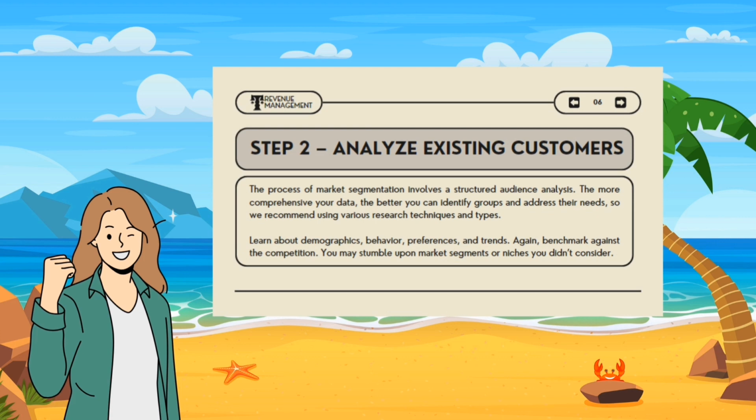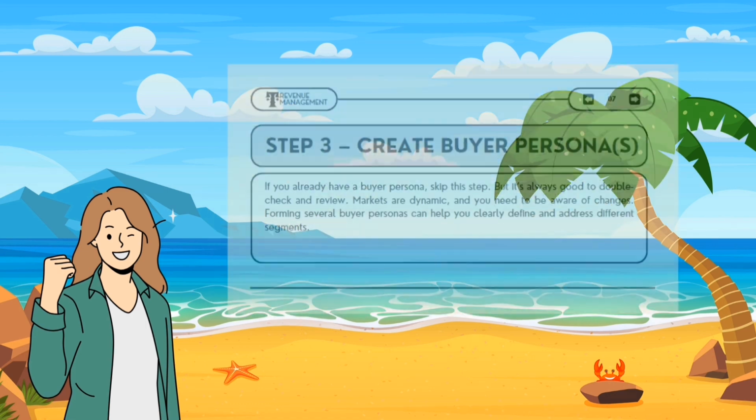Step 2. Analyze existing customers. The process of market segmentation involves a structured audience analysis. The more comprehensive your data, the better you can identify groups and address their needs. So we recommend using various research techniques and types. Learn about demographics, behavior, preferences, and trends. Again, benchmark against the competition. You may stumble upon market segments or niches you didn't consider.